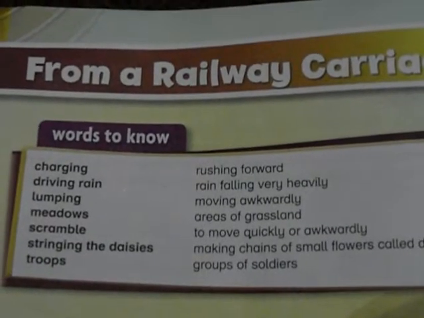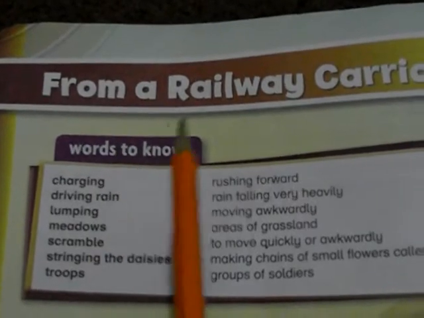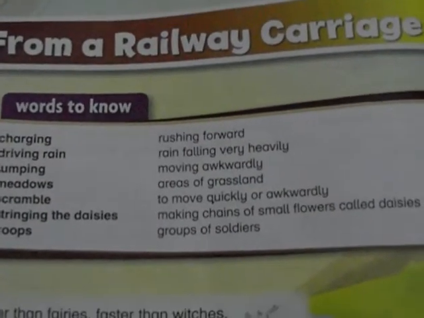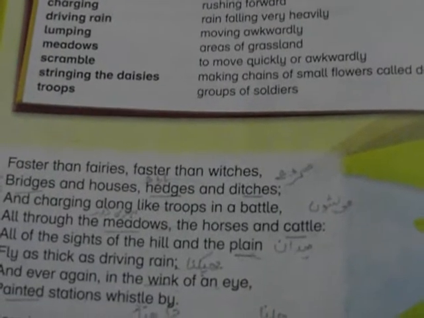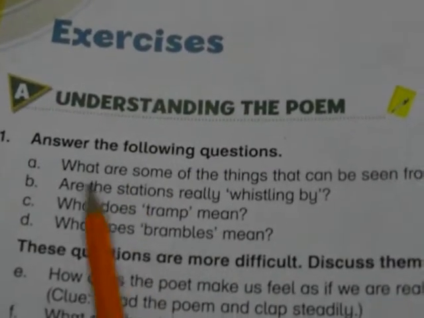Assalamu alaikum students. Today we are going to study English class 4, From Our Railway Carriage. As we have studied this poem, today we are going to do its exercise. Let's start. It is page number 48.